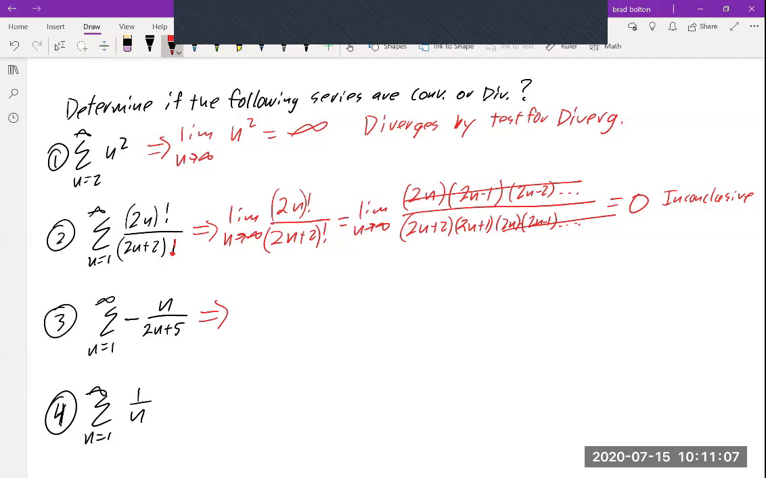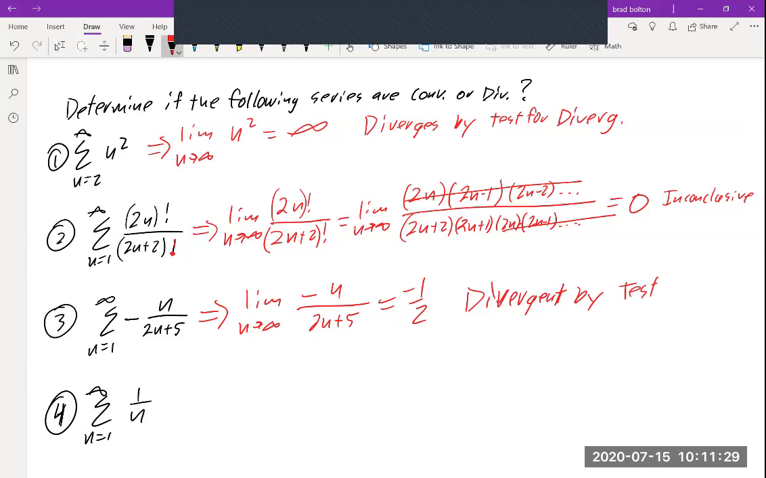Now this one, okay, let's see here. Negative n, so this is going to be the limit as n approaches infinity of negative n over 2n plus 5. Well, we know that that's negative 1/2, which is divergent by test for divergence, or divergence test. Right, so we know that this limit is not equal to 0. The moment you get a limit for your sequence that is not 0, you're done. You don't have to do anything else. You say that the series is divergent, okay?